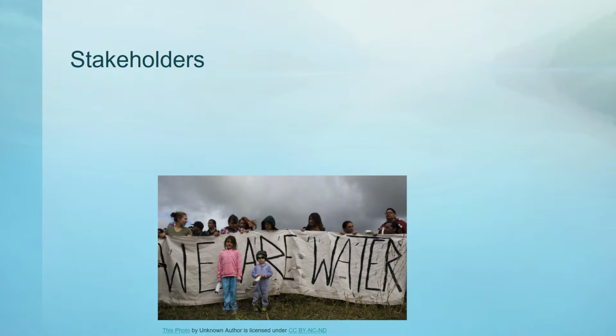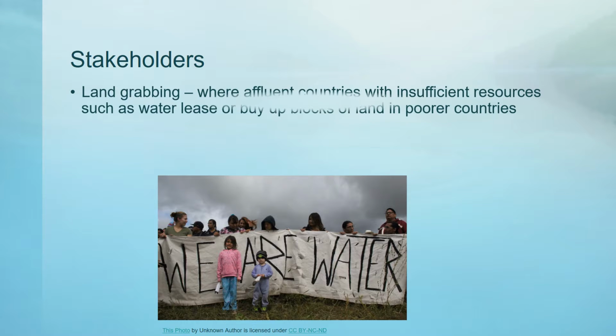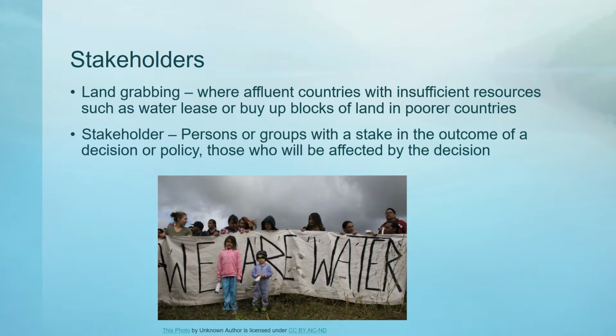And the question comes out, stakeholders. We mentioned it before, but this is the key. Again, stakeholders, who's got the voice at the table? So you got land grabbing, where affluent countries with insufficient resources such as water lease or buy up blocks of land in poorer countries. And stakeholders are persons or groups with a stake in the outcome of a decision or policy, those who will be affected by the decision.